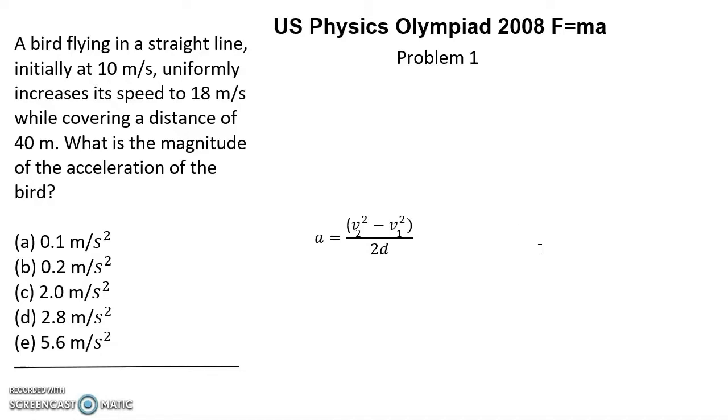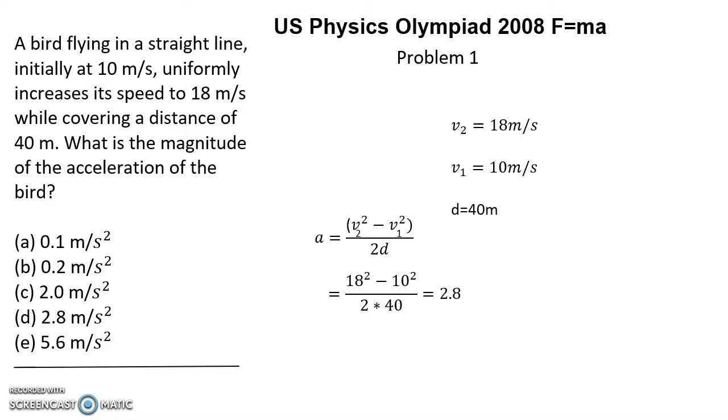Here we have such notation. We have final speed V2 equal to 18 meters per second. Initial speed is 10 meters per second. And the distance is 40 meters. And this is our kinematic relation between all these quantities. So this is how to calculate the acceleration. Now we can input numbers. And this is the solution. We have finally 2.8 meters per second squared. Of course, this is the answer.